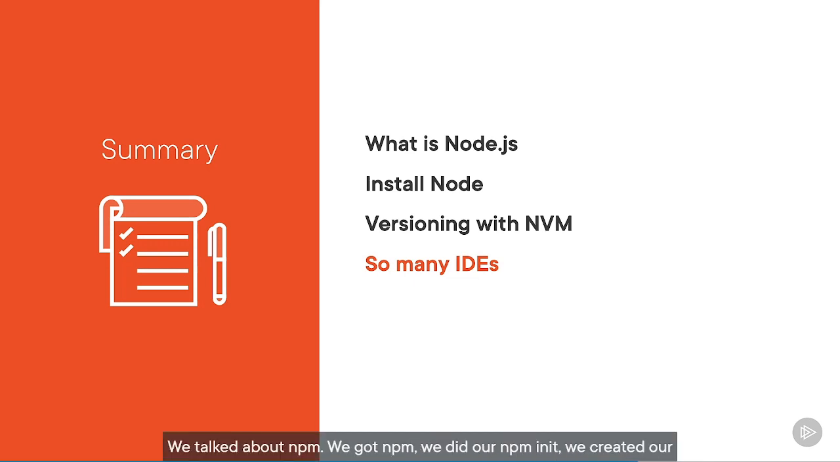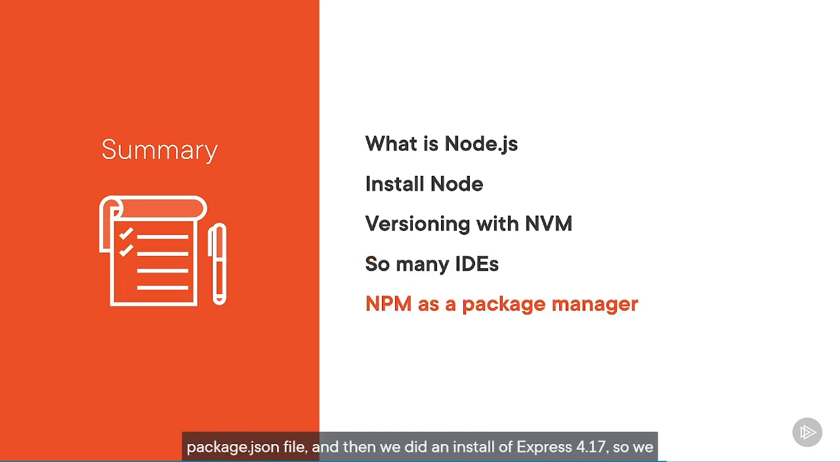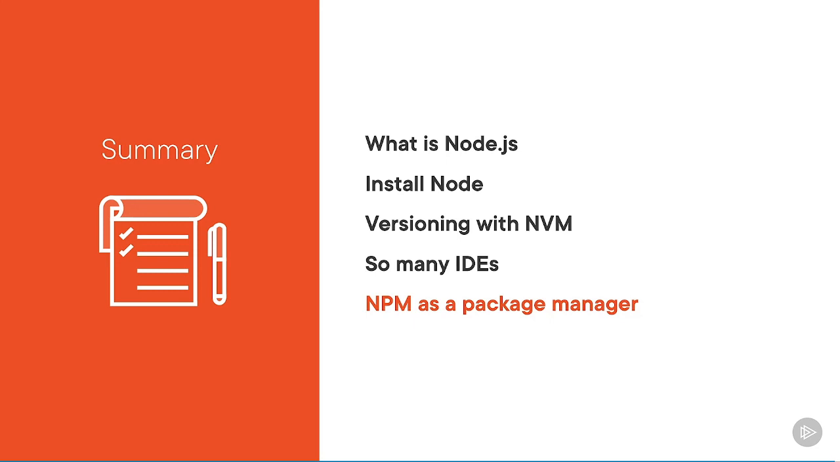We talked about NPM. We got NPM, we did our npm init, we created our package.json file, and then we installed Express 4.17, so we have the right version of Express ready to go. Over the course of the course, we'll do some other things with NPM. We'll install other packages, we'll do some scripting, we'll do all that kind of stuff as we go. All right, let's go build a website.